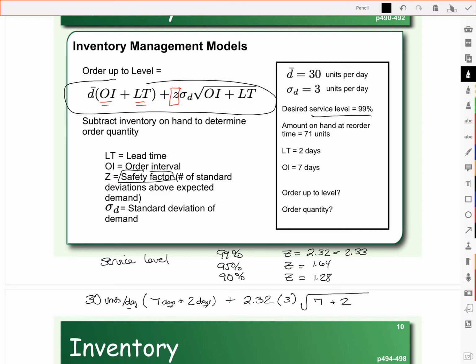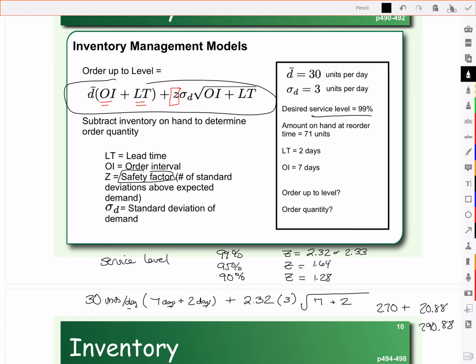Okay, so let's see what we get here. 2.32 times 3 times 3. So we have 20.88. And then we have 30 times our 7 plus 2, which is 9, so 270. So 270 plus our 20.88, and we get 290.88. Now, whenever you're dealing with inventory, you need to ask yourself, can I order partial units?